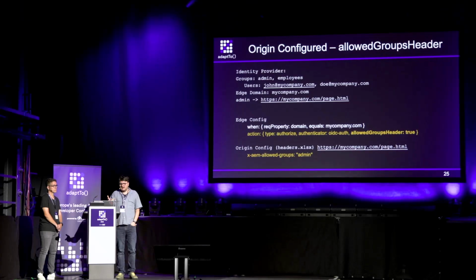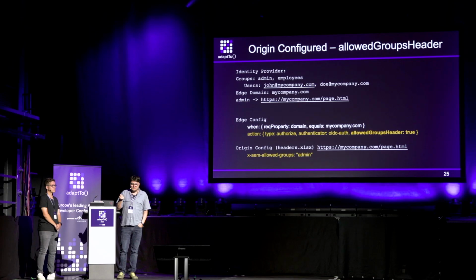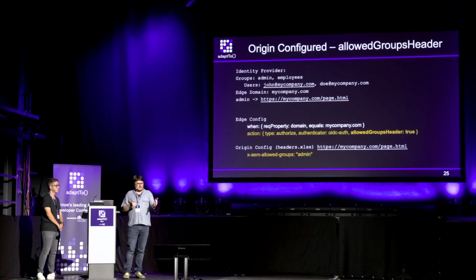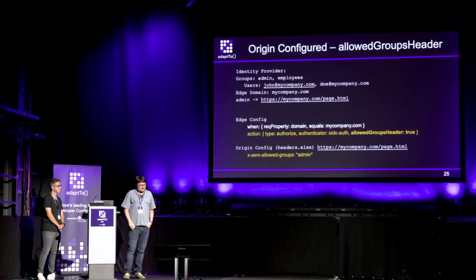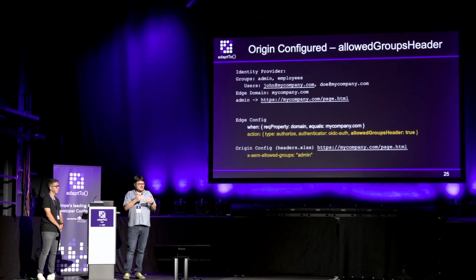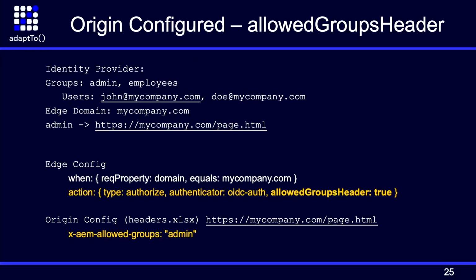So we have this mode in which you can configure at the CDN that the allowed groups will come from a header from the origin. And that header will be this one, X-AEM-Allowed-Groups. So if you want, the people that have access to the origin can actually add this header to the responses. This is pretty simple to do in Edge Delivery Services.